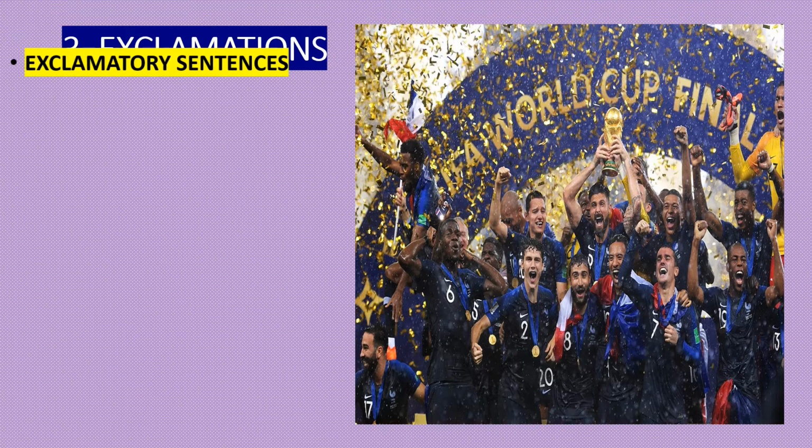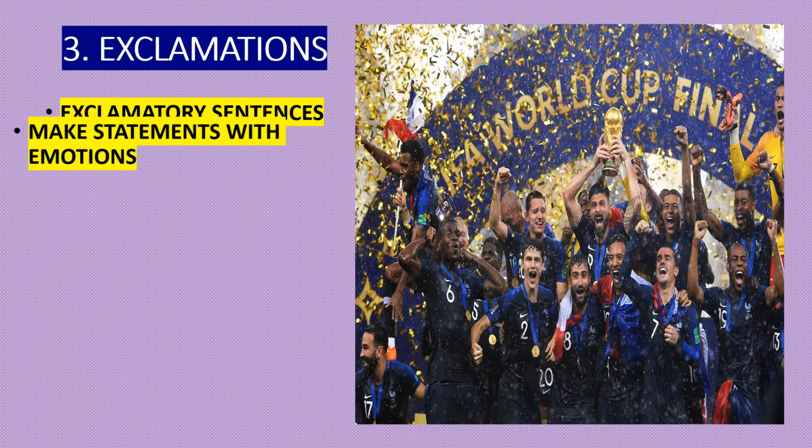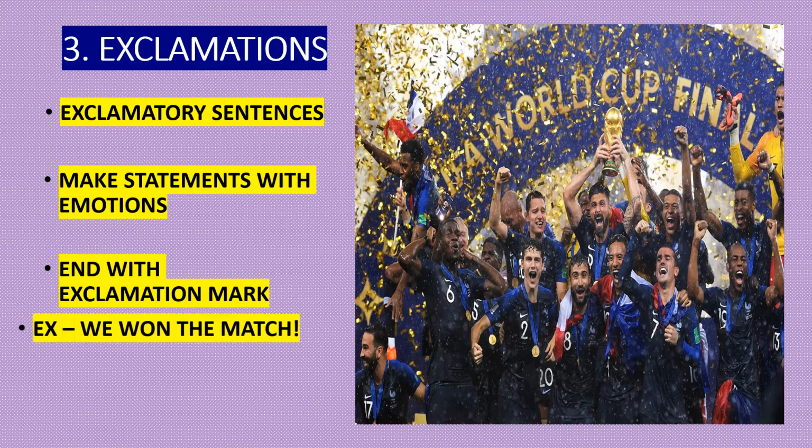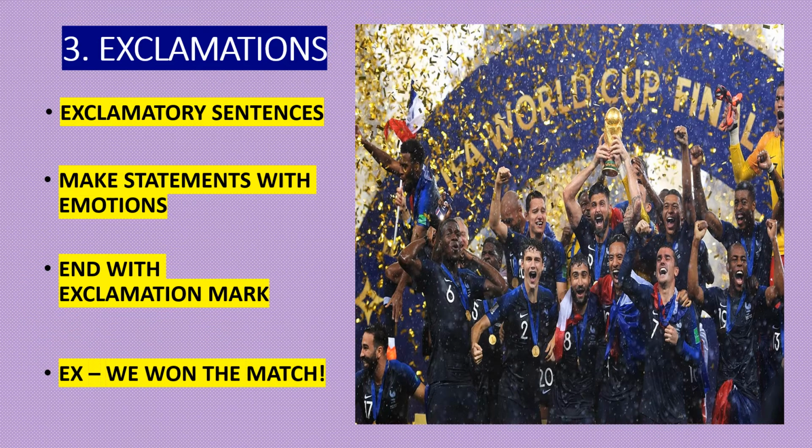The third is an exclamatory sentence. An exclamatory sentence conveys a strong emotion and ends with an exclamation mark. An exclamatory sentence or exclamation is a more forceful version of a declarative sentence. In other words, an exclamatory sentence makes a statement just like a declarative sentence, but it also conveys excitement or emotion. For example, we won the match!